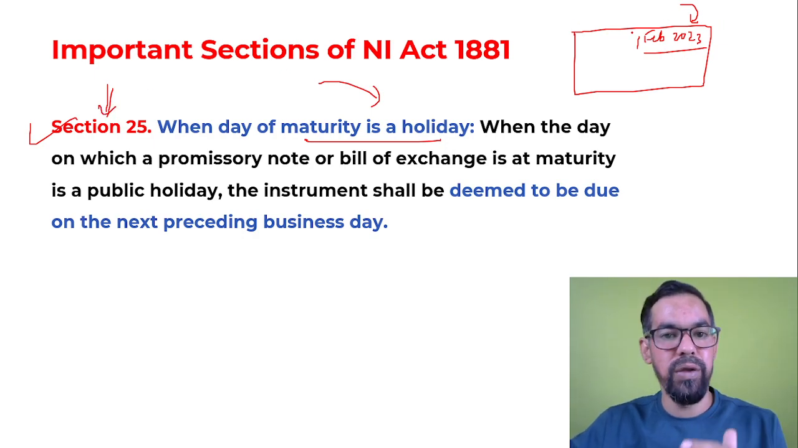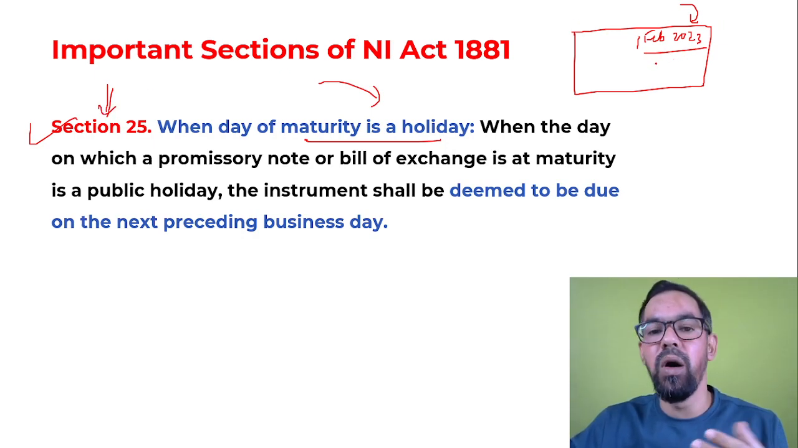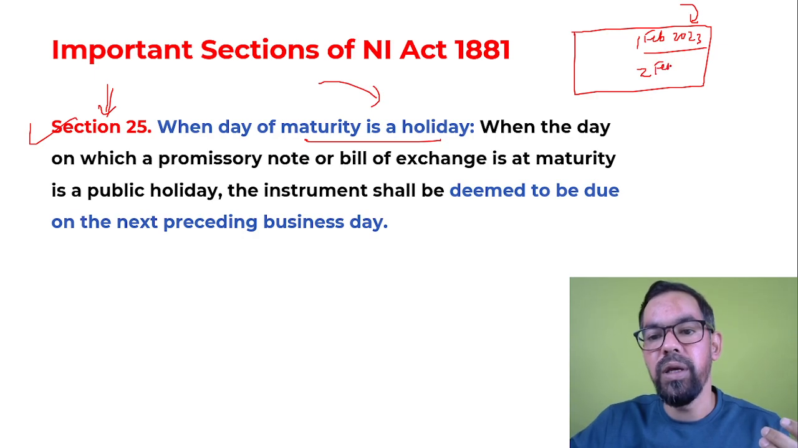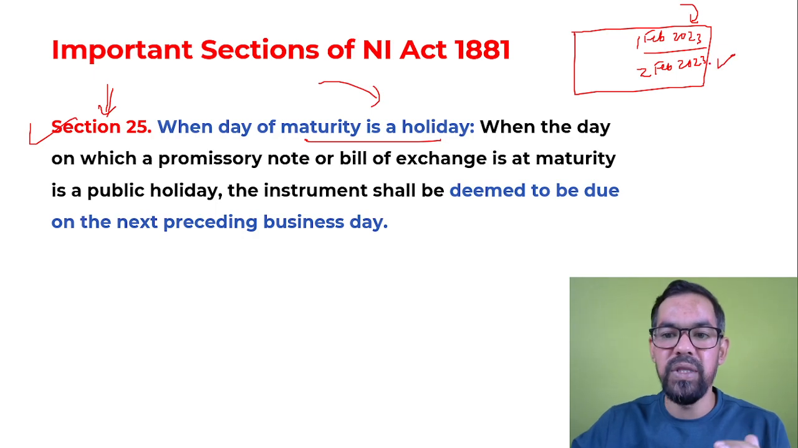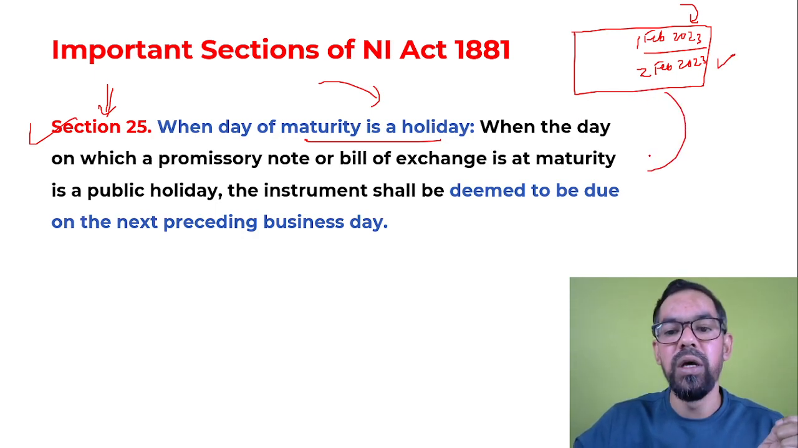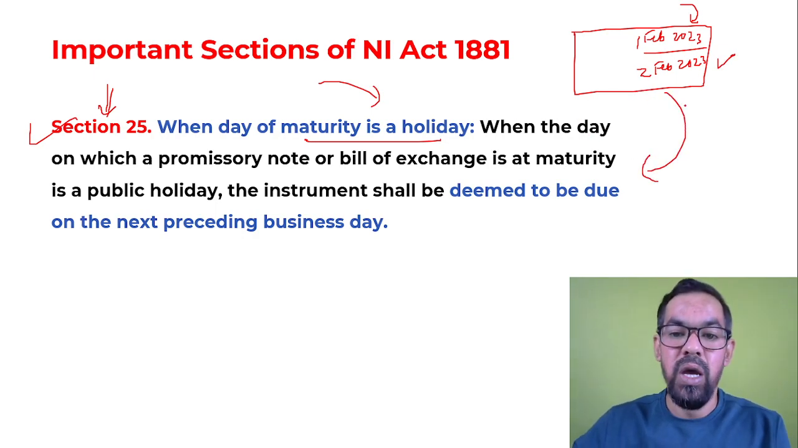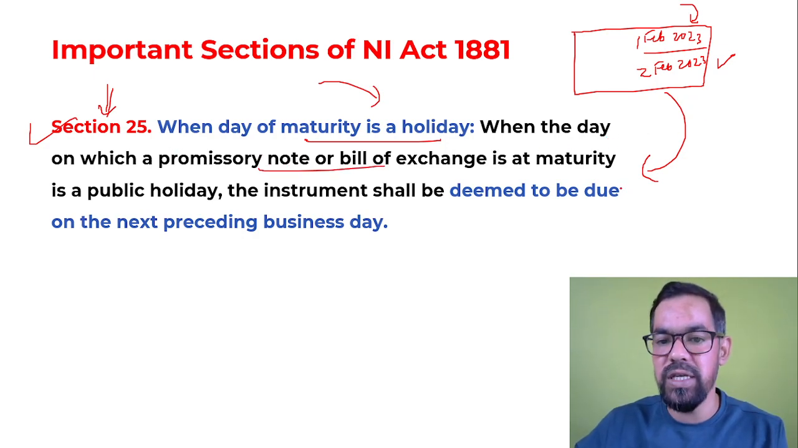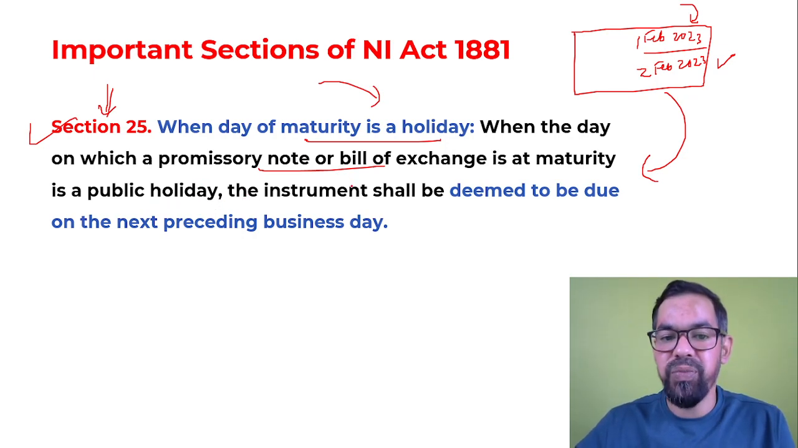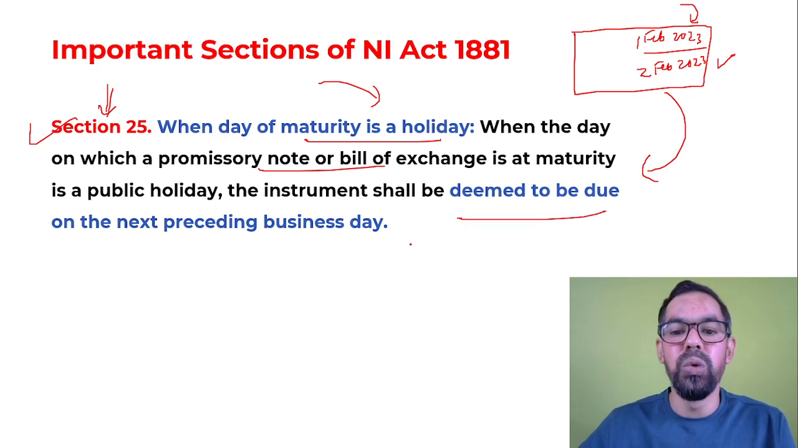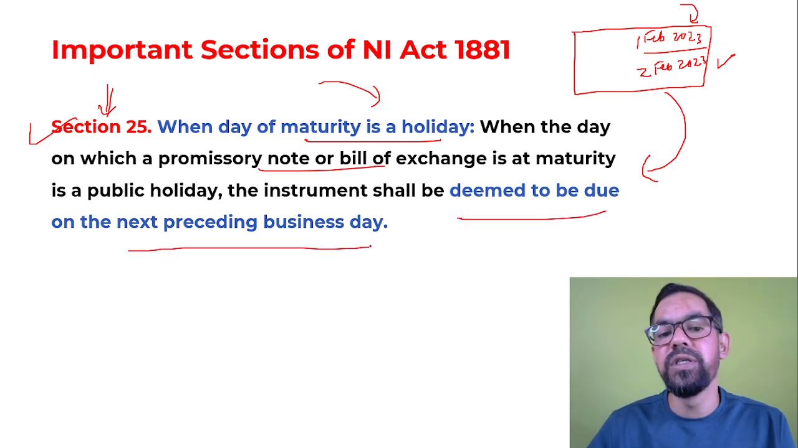As per Section 25, the next date will be, or we can say the bank will deem that money due on 2nd of February 2023, if there is no holiday. So when the day on which a promissory note or bill of exchange matures is a public holiday, the instrument shall be deemed to be due on the next business day.